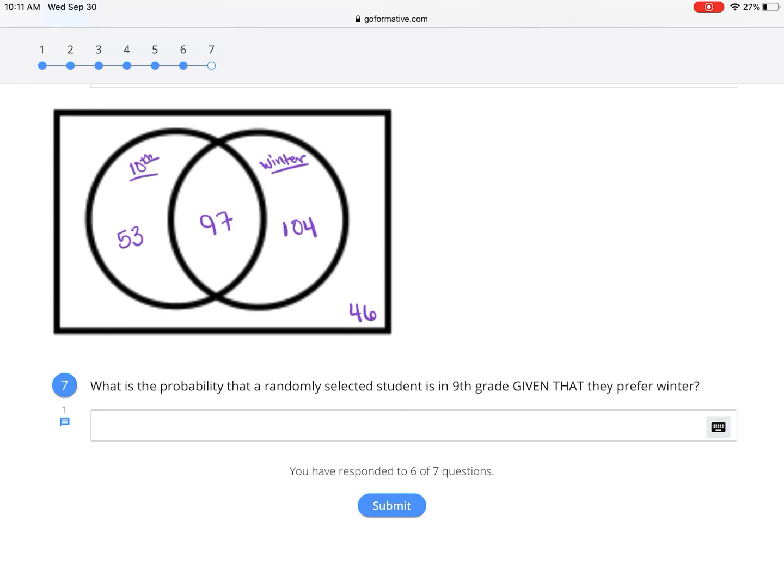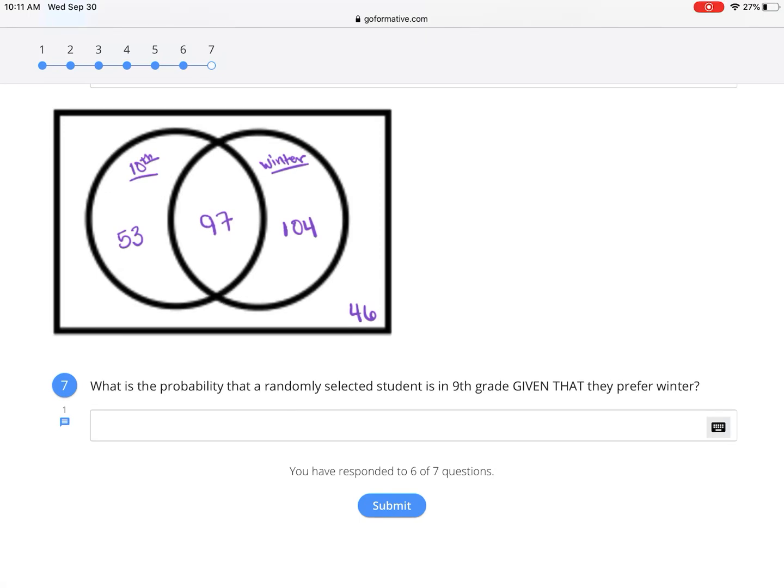Going on to number 7, same kind of thing. Okay, so maybe now if you understand what we did on 6, pause the video and see if you can get 7. What's the probability that a randomly selected student is in the 9th grade given that they prefer winter? So again, given that they prefer winter is our denominator. All of winter is our denominator, so my denominator is all the people in the winter circle. That is 97 plus 104, which is a grand total of, what did we say, 201? 201 is our denominator.